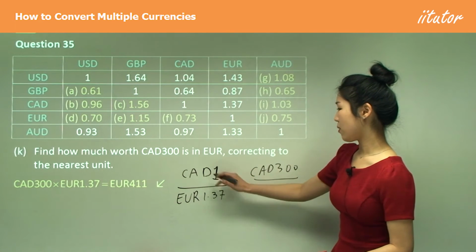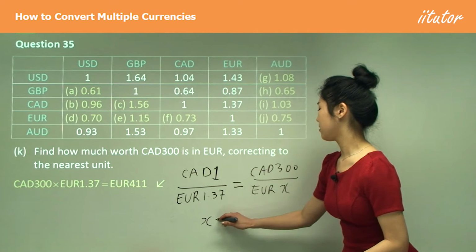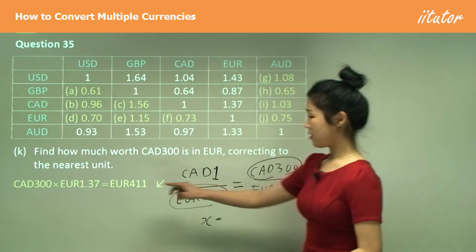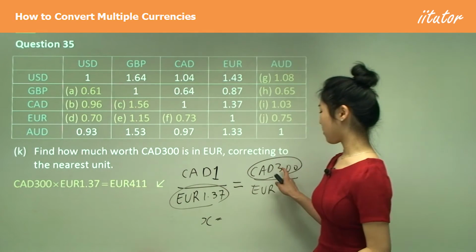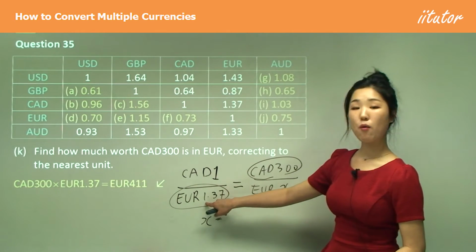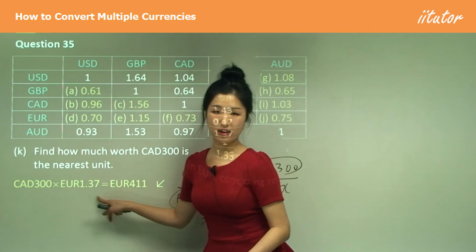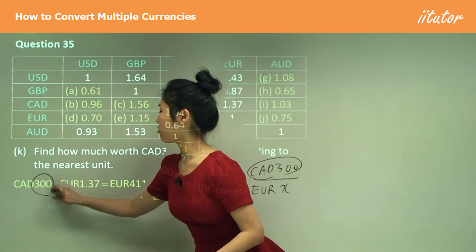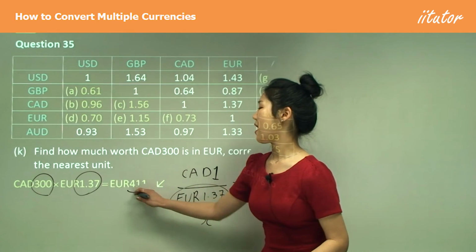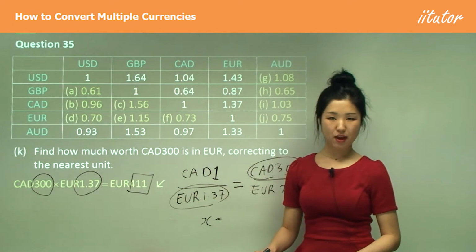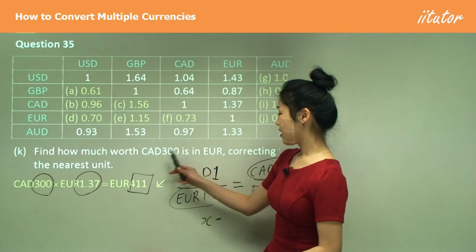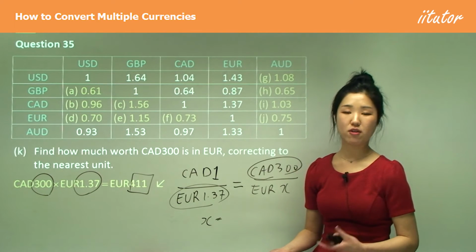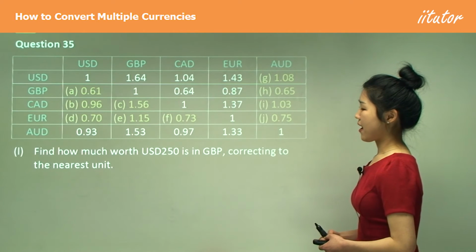So X times 1 is X. We do CAD times that, which is here. CAD 300 times EUR 1.37, exactly what they have here. So all you need to do now is multiply 300 by 1.37, and that will be 411. Okay, 411. So that CAD 300 will buy you euro 411, sorry. All right, L.